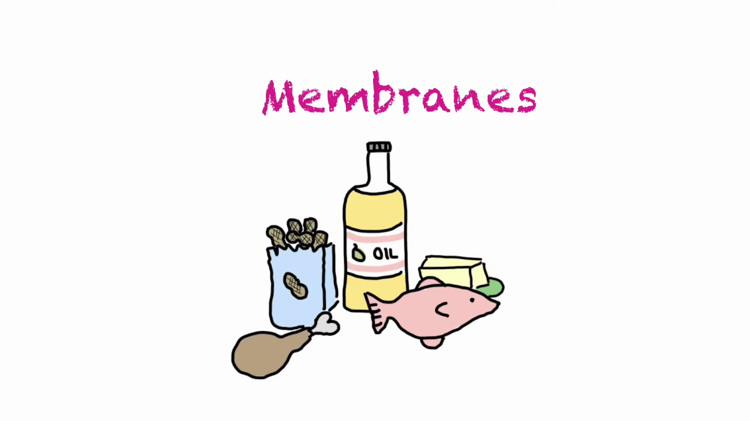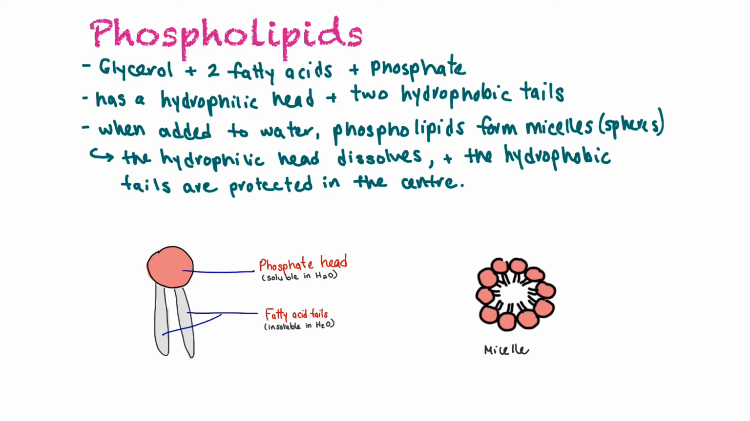In this video, we're going to learn about the structure and function of membranes. Our next type of lipid are phospholipids, and phospholipids are essential to the structure of cell membranes and the functioning of the cell. And phospholipids trade out one of the fatty acids for a phosphate molecule. So it's glycerol plus two fatty acids, and then a phosphate group is substituted.